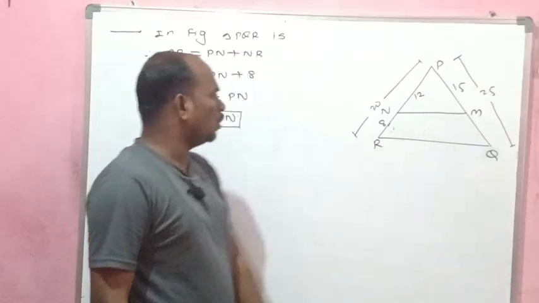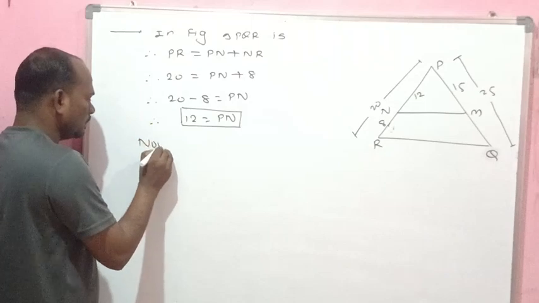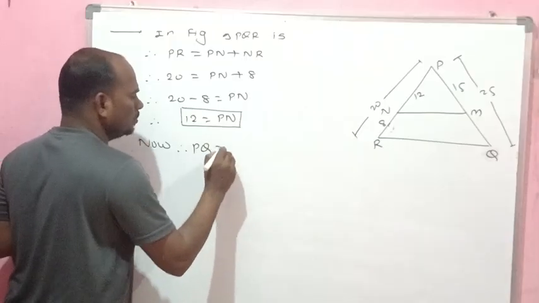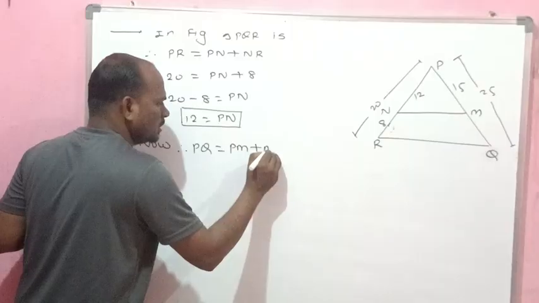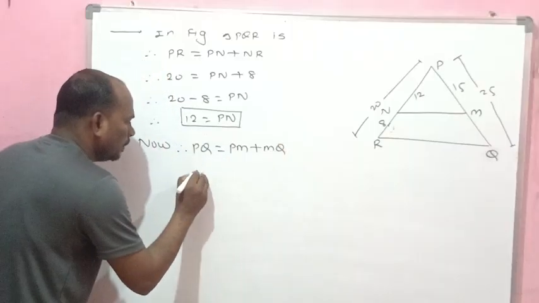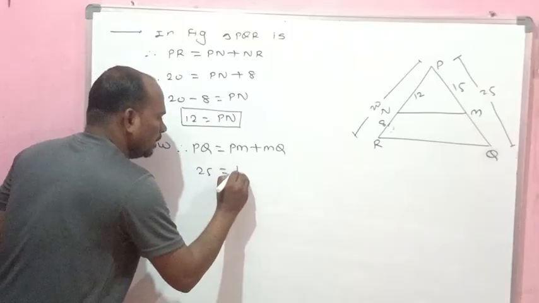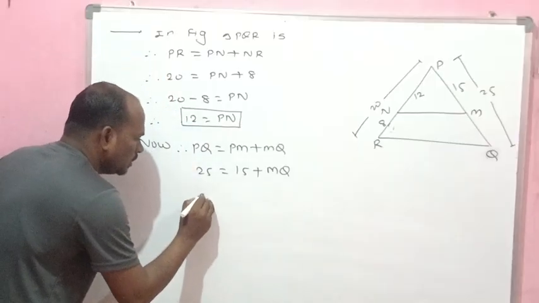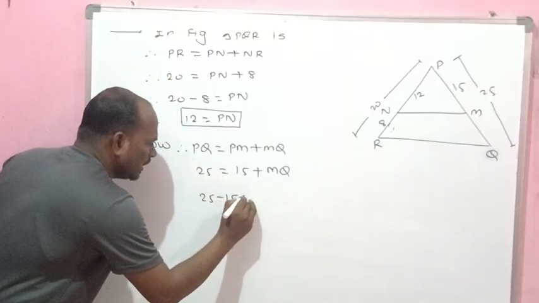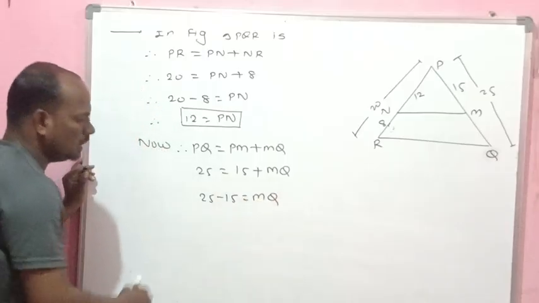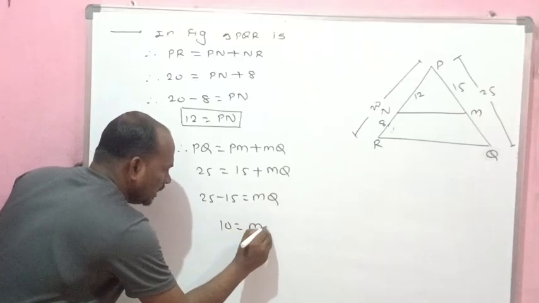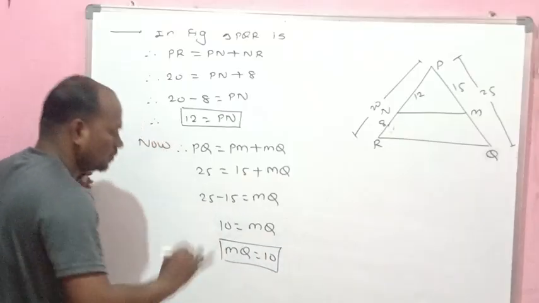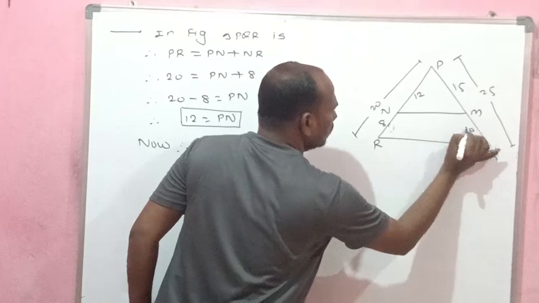We can calculate value of MQ. Now therefore PQ is equal to, that is PM plus MQ. Now value of PQ is 25, PM is 15, and we can calculate the value of MQ. Now 25 minus 15 equal to MQ. We can subtract, 10 equal to MQ and MQ equal to 10. Now we can write the value of MQ 10.